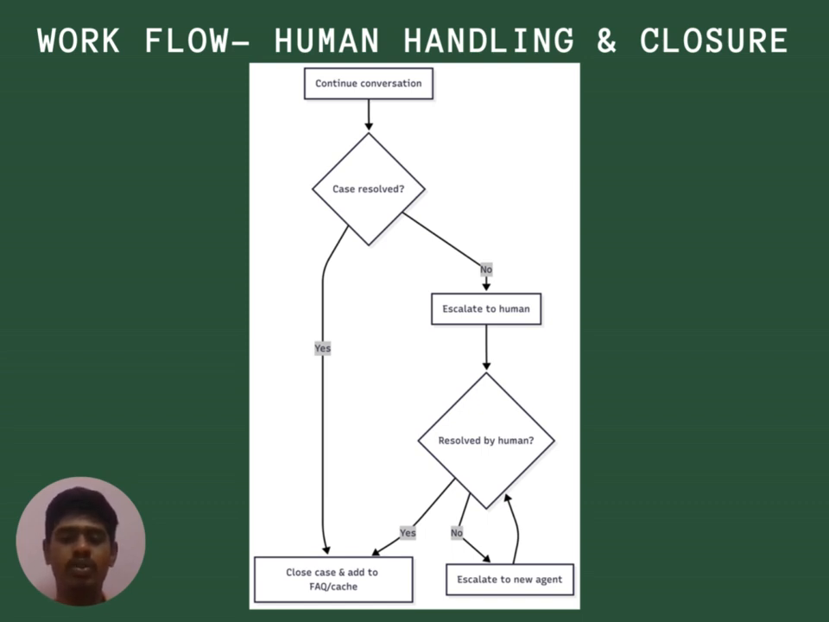Workflow: human handling and closure. At some point, a human agent may need to take over. This happens if the problem is too complex for the chatbot, if the user is frustrated, which we can detect through sentiment analysis, or if there is a legal or policy-related matter. Once the human resolves the issue, the system updates the ticket status to closed and stores all details in case memory. This is important because if the same customer, or another customer with the same problem, contacts us in future, the chatbot can use this history to respond without starting from zero.